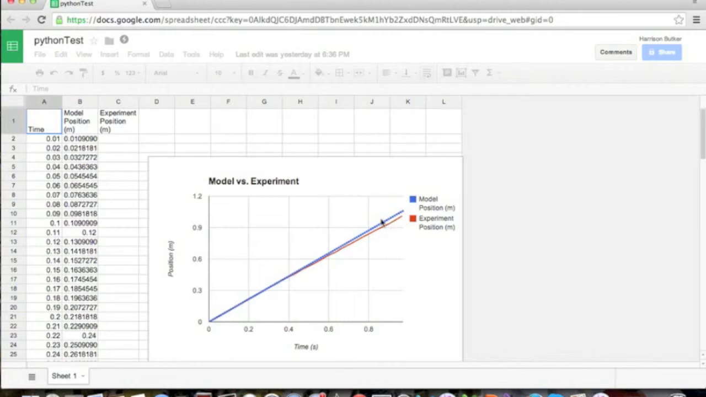The projected model is very similar and almost identical to the experimental model. This means that my prediction of the ball having constant velocity was correct and is verified by the similarity between the two graphs.